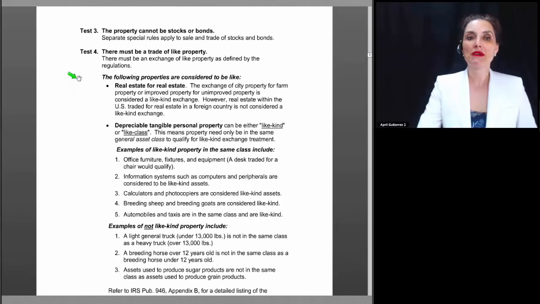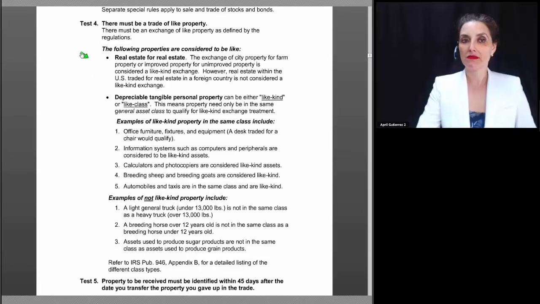Test number 4, there must be a trade of like property. There must be an exchange of like property as defined by the regulations. And the following properties are considered to be like. Real estate for real estate. The exchange of city property for farm property or unimproved property for improved property is considered to be a like-kind exchange. However, real estate within the United States traded for real estate in a foreign country is not considered to be a like-kind exchange.